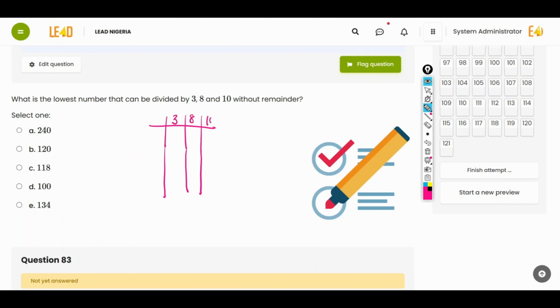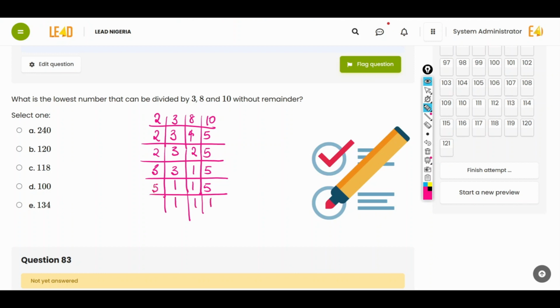3, 8, and 10, I can use 2. I would have 3, 4, and 5. I can use 2 again. I would have 3, 2, and 5. I can use 2 again. I will have 3, 1, and 5. Now I can work with 3. I would have 1, 1, 5. And finally, I can work with 5. And I'll have 1, 1, 1.